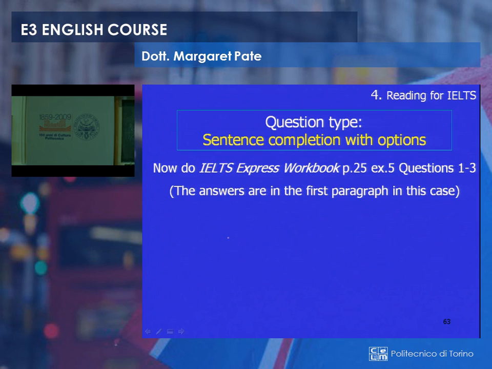Right. We gave you a little bit of help by saying that the answers are in the first paragraph in this case. Obviously, in the exam, it wouldn't be like that. Number 1 should be F. Okay, a lot of you made a mistake here because maybe you are not considering the meaning of the first part of the first sentence.